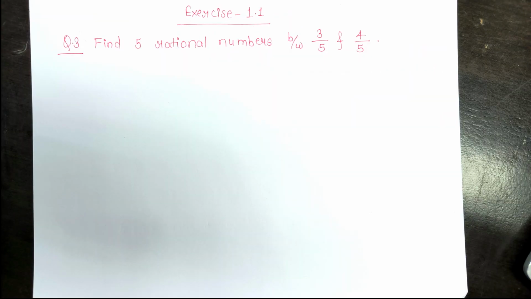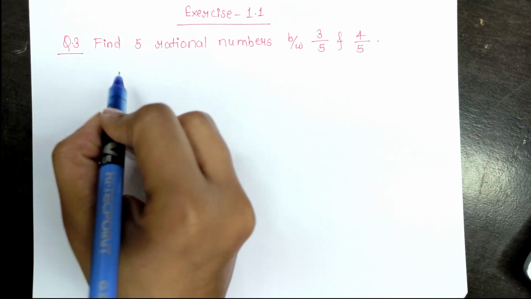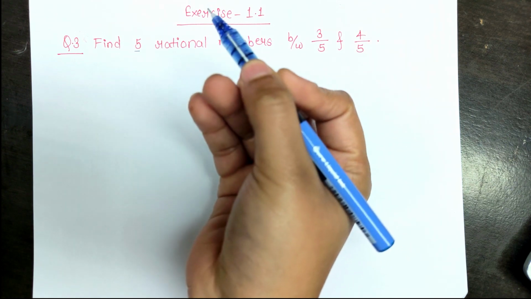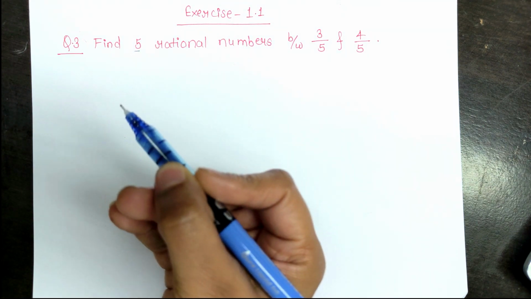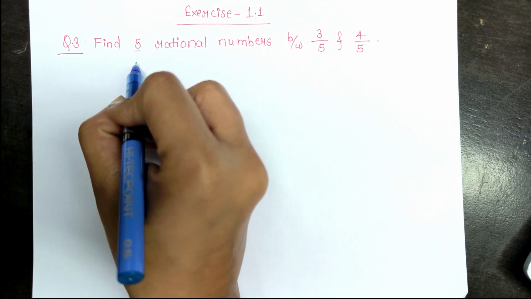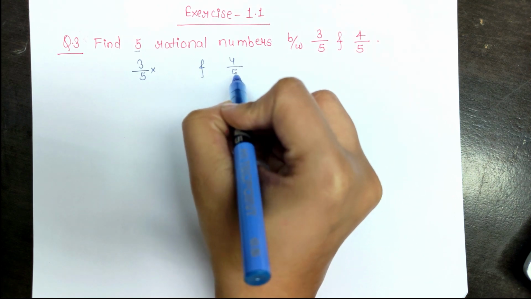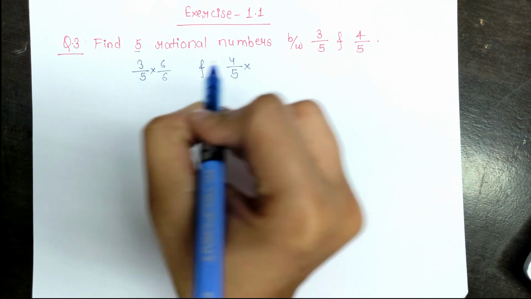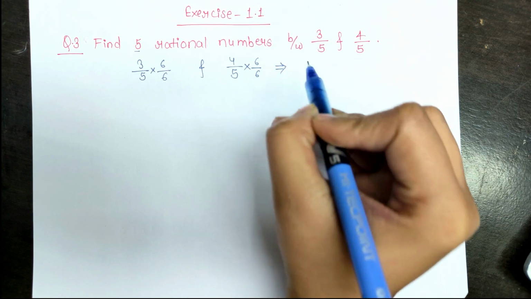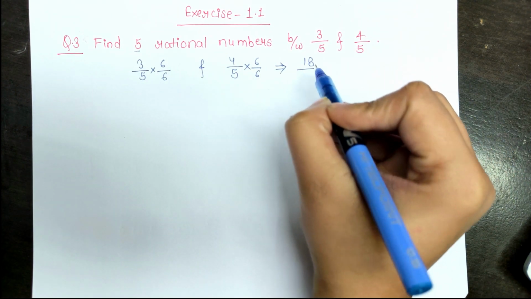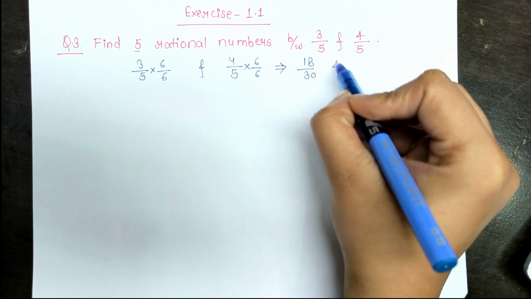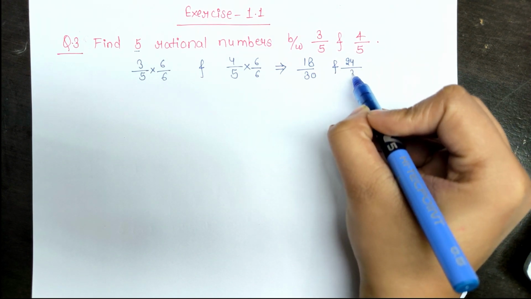Now we'll solve the third problem of exercise 1.1, that is find 5 rational numbers between 3 by 5 and 4 by 5. Like we have already seen in the previous problem, we'll do the same for this one. Since we have to find 5 rational numbers, we'll be multiplying and dividing both of the numbers with 5 plus 1, that is 6. So we'll be dividing and multiplying 3 by 5 and 4 by 5 with 6 by 6. So guess what they will become? 18 by 30 and 24 by 30.